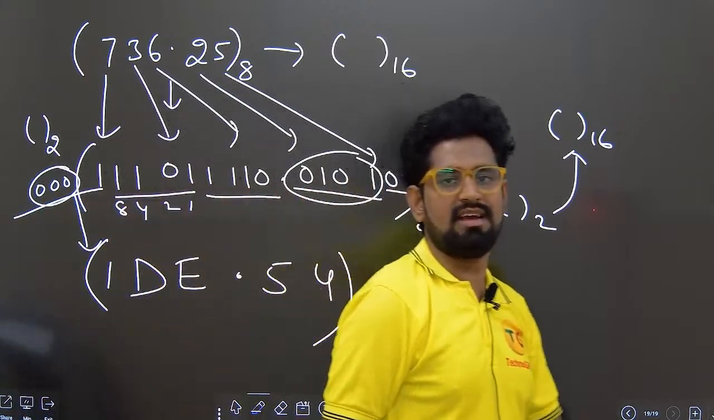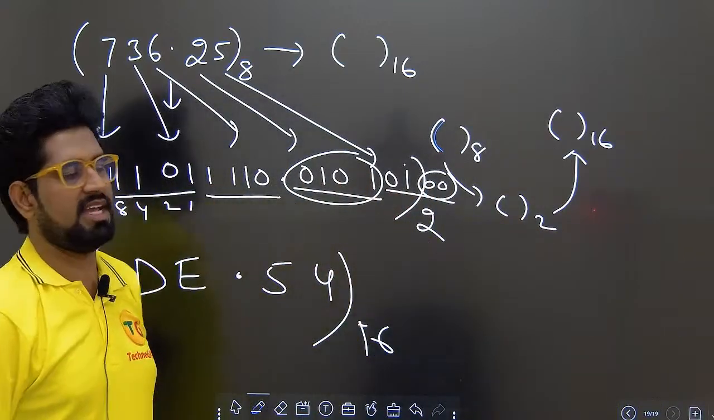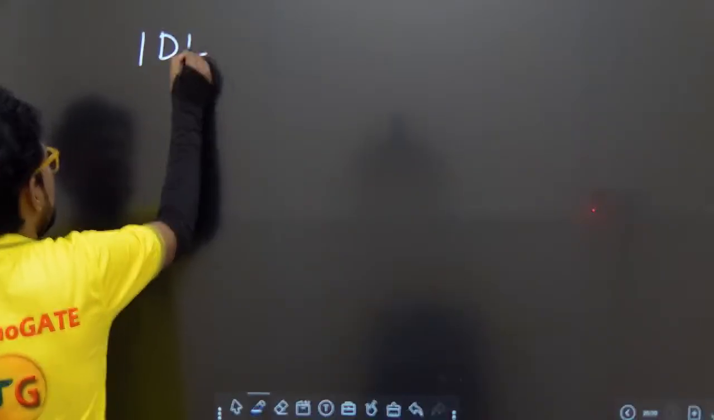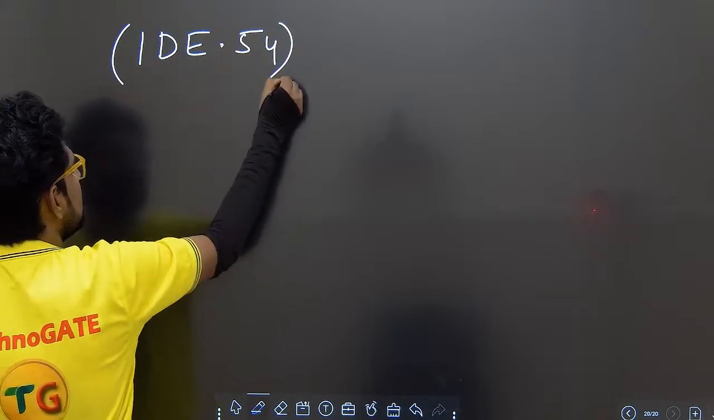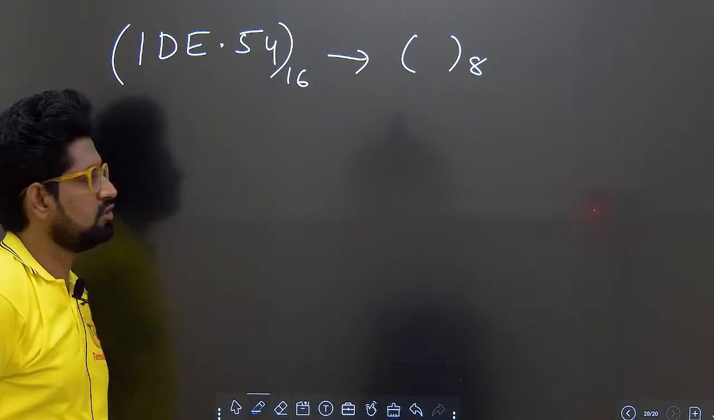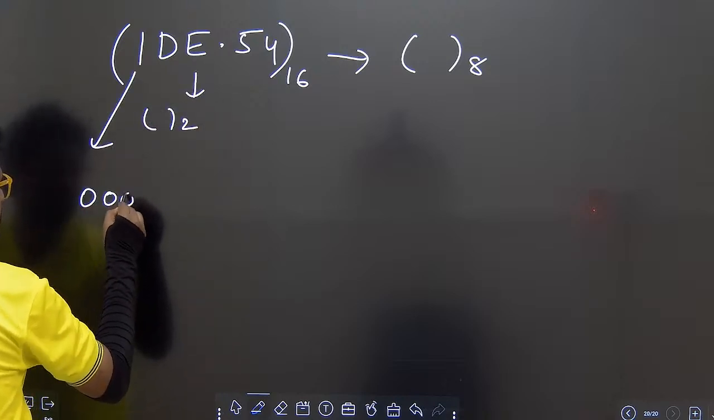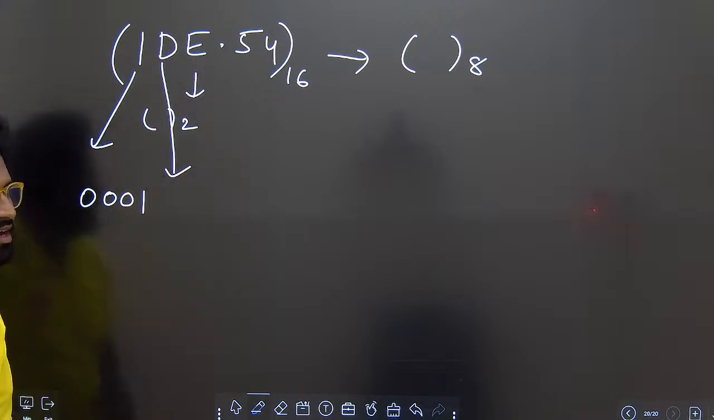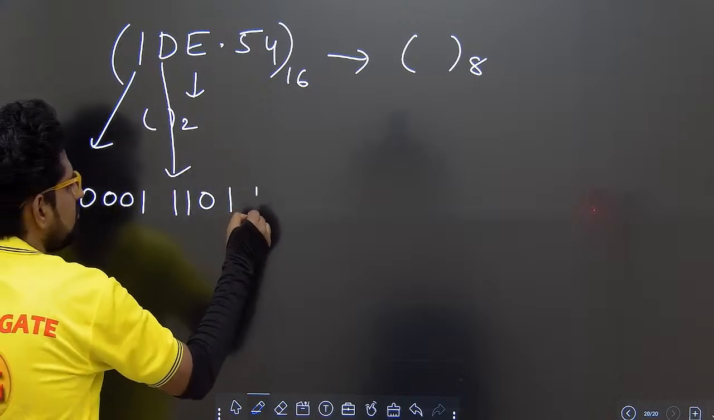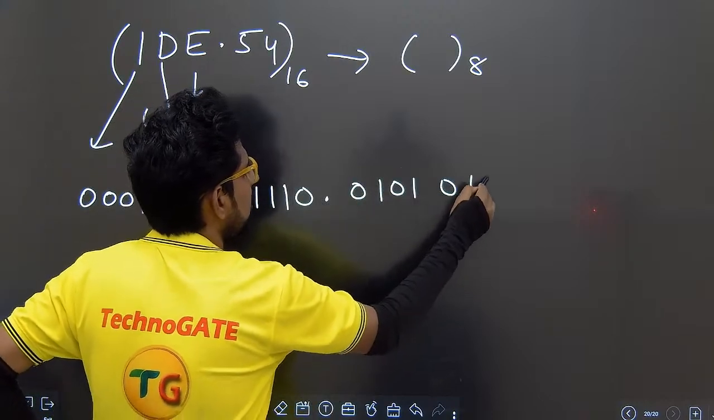Okay. Now let's check the same thing. We will take 1DE.54. We'll try to convert into base 8. So let's check here. 1DE.54. This is base 16. Now I need to convert this into 8. How to convert this? So first 16 should be converted into 2. Okay, 1 means 0001. D means 13, right? 1101. E means 14, 1110. 5 means 0101. 4 means 0100.